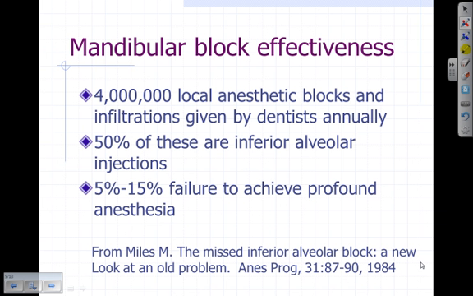And if you look at how often do you see a missed inferior alveolar block, 50% of the injections we give are blocks, with a 5 to 15% failure to achieve profound anesthesia. And where that becomes important to you is, as a beginner, as a novice just learning, that rate in fact goes up.